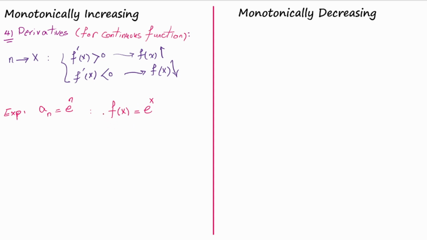And by taking the derivative for this function, we know that the first derivative is also e to the power of x, which is always a positive number. So the function is always increasing. By knowing this, we can conclude that the related sequence a sub n equal to e to the power of n is always an increasing sequence.